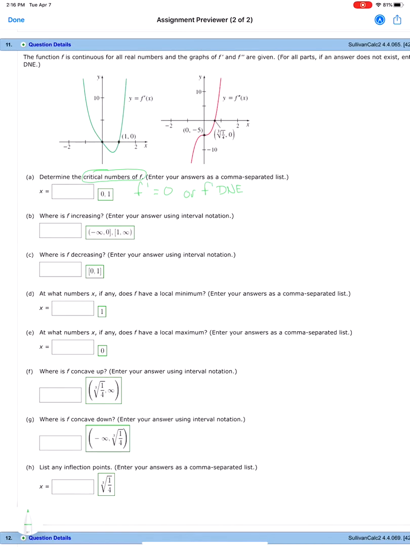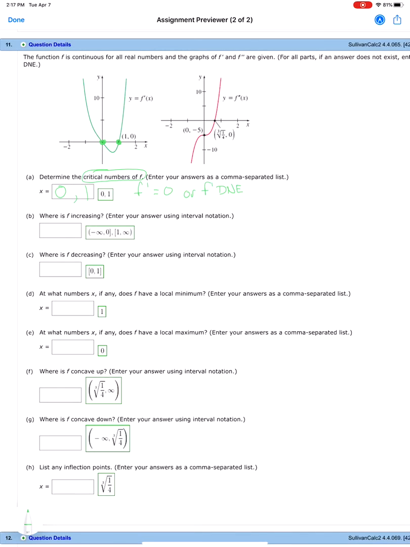We have a graph of f prime. So places where f prime is equal to 0 are at x equals 0 and at x equals 1. Part B, where is f increasing?